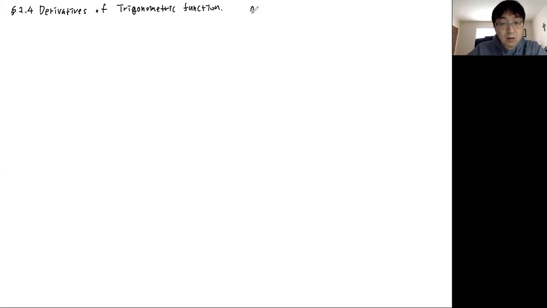So I talked about the limit as theta approaches zero of sine theta over theta equals 1. One more thing is the limit as x approaches 0 of cosine of x minus 1 over x equals 0. We learned this on Wednesday's class, yesterday. So today, we focus on the derivatives of trigonometric functions.